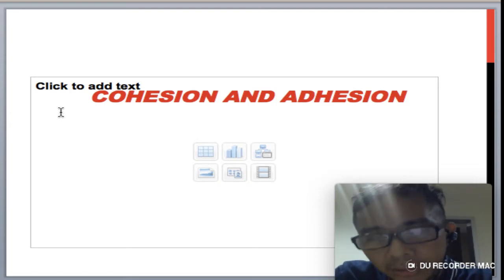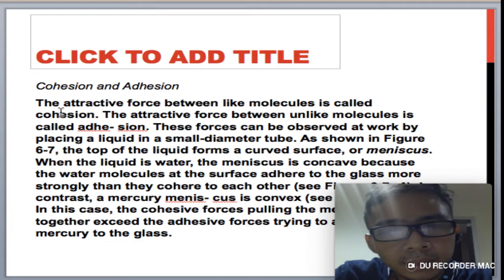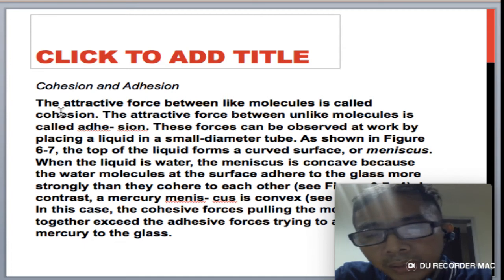So cohesion and adhesion. What is cohesion and adhesion? The attractive force between the same molecules is called cohesion. The attractive force between unlike molecules is called adhesion. These forces can be observed at work by placing a liquid into a small diameter tube. As shown in figure 6.7, the top of the liquid forms a curved surface. This is what we call the meniscus.